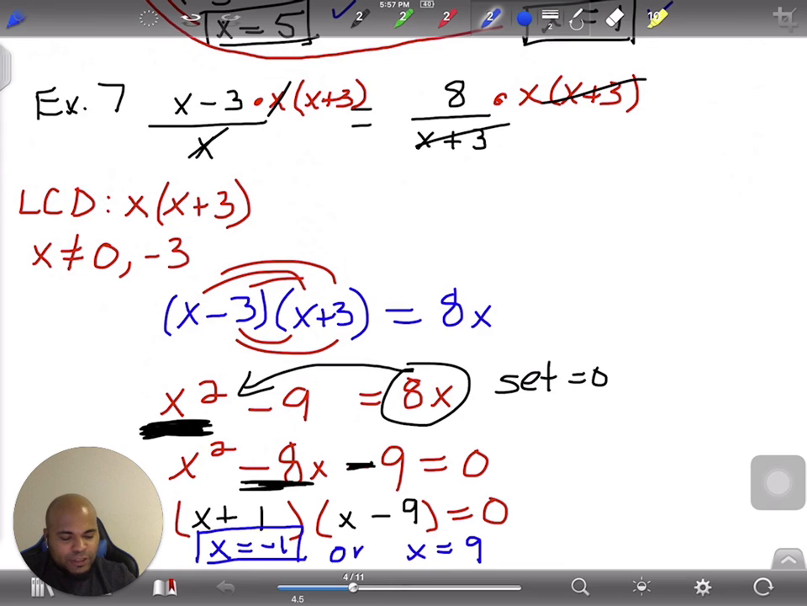So again, just set them equal to 0 like I did in the last problem, and you will be able to see that. Now I need to check these two answers against my exclusions, and it looks like I'm good. It's not 0, it's not negative 3. So those are the answers, all right?